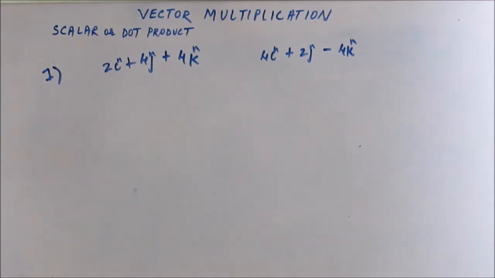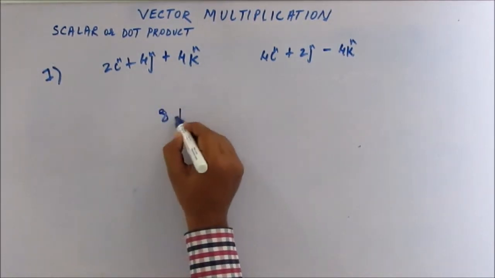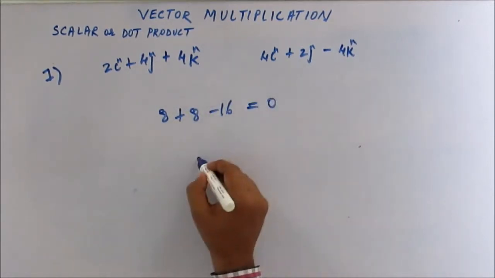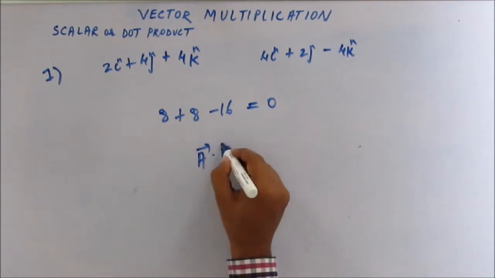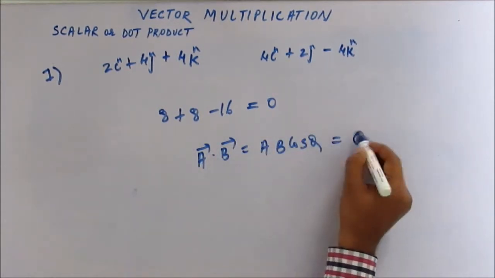Dot product. Let's do dot product. If you do the dot product, 8 plus 8 minus 16. Ooh, dot product is equal to 0. So a vector dot b vector is equal to a into b into cos theta. This is equal to 0.